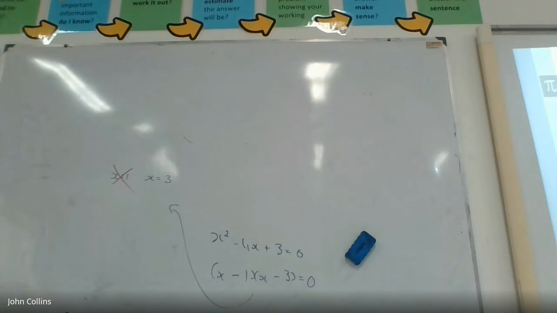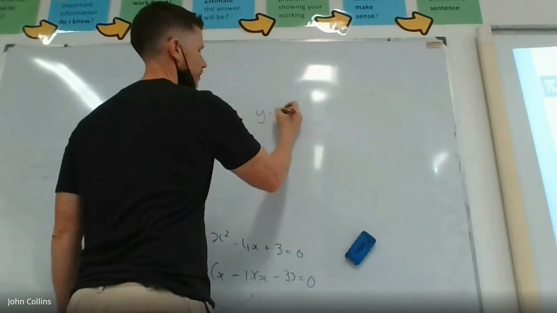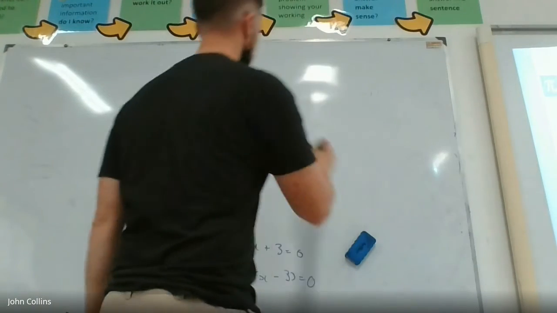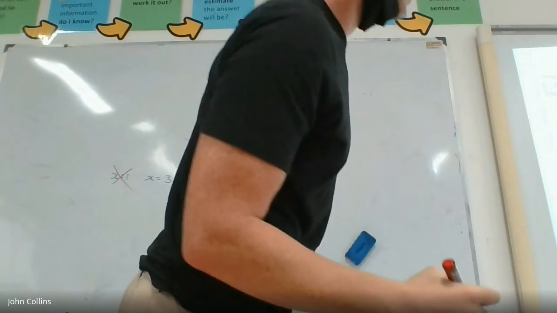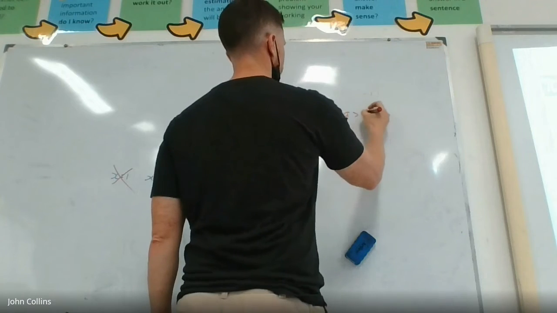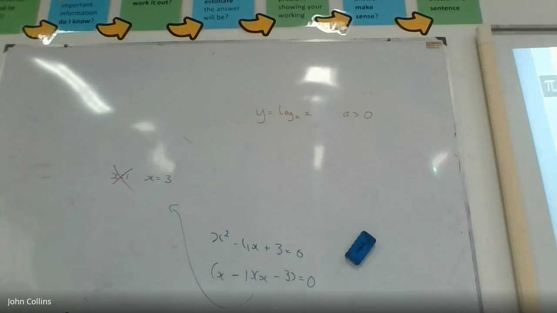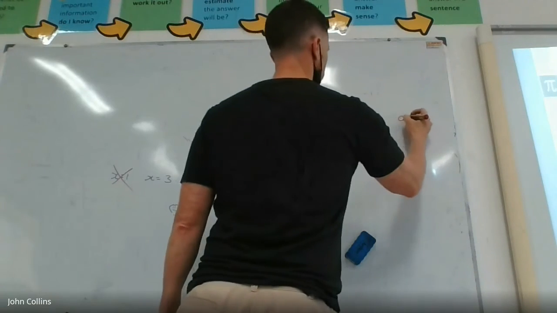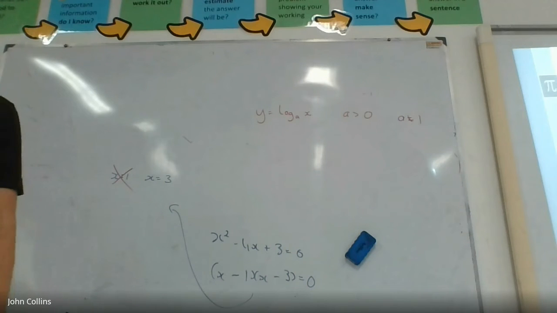Non-calculator. Write down the domain and range of this. Oh my goodness. Log A, where A is greater than 0 and not 1. Okay, so A is some positive number.